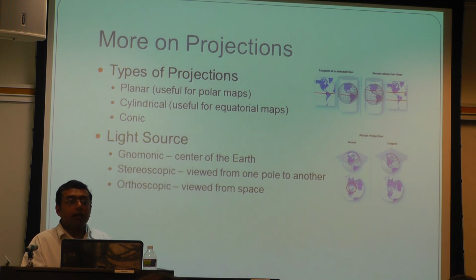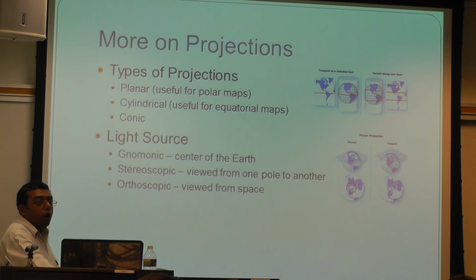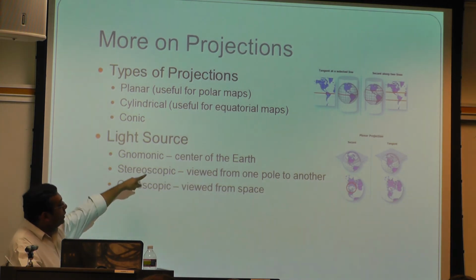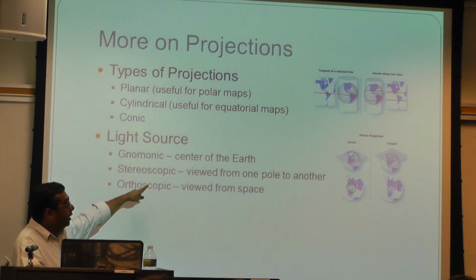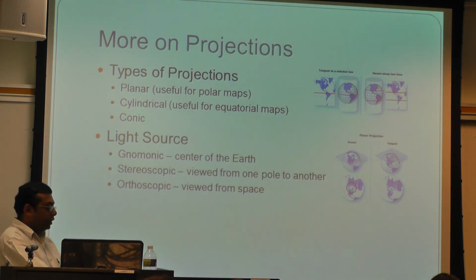Another thing to keep in mind is the light source. Light source basically talks about how you view the object. From where does, say, GIS view the object? So you have different types depending on whether you view the object from the center of the Earth, whether you view the object from one pole to another, as in that is your line of sight and how you view the object, or whether you view the object from space.